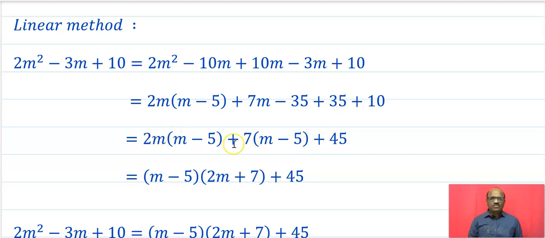Now from these two brackets, from these two terms here, we will take m minus 5 as common.